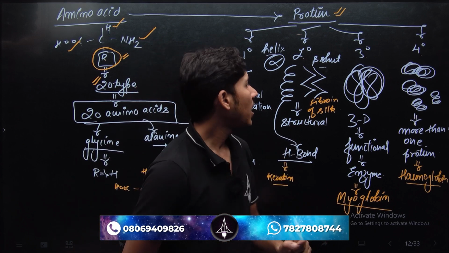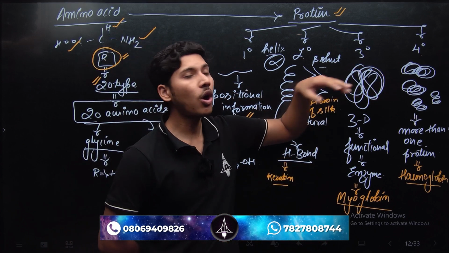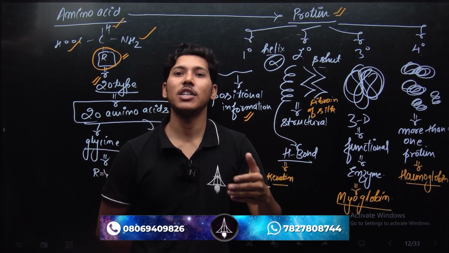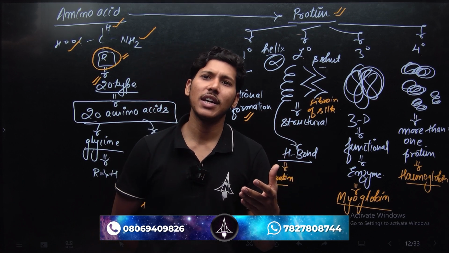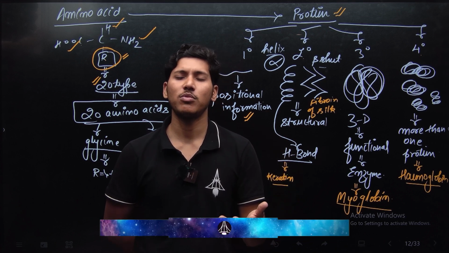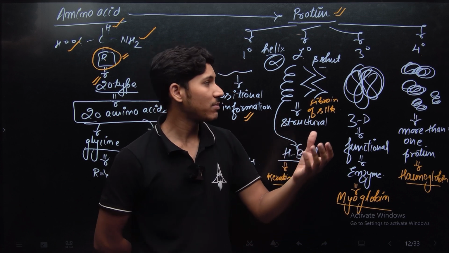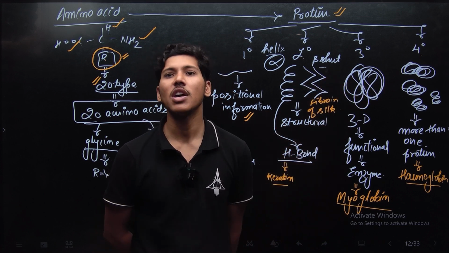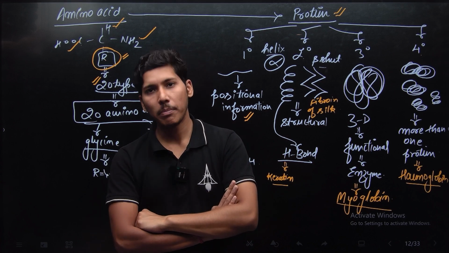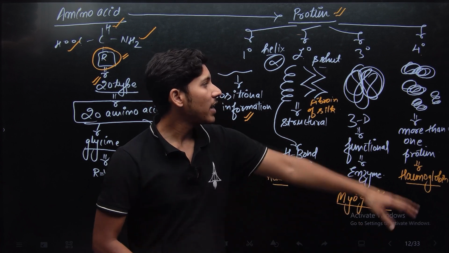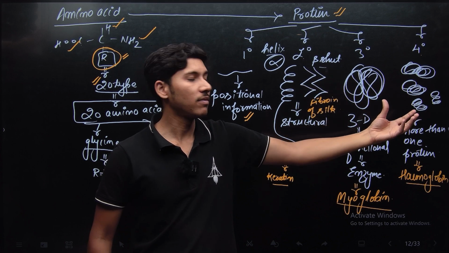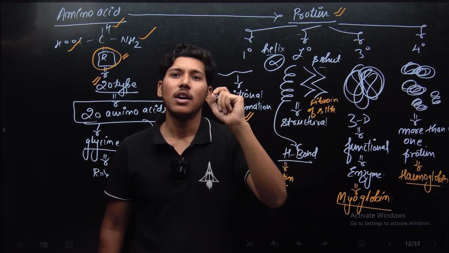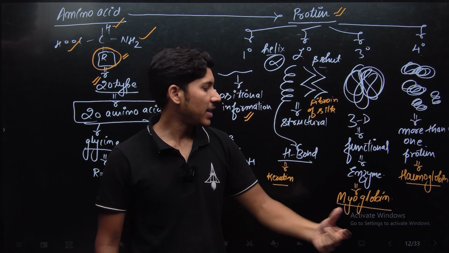Clear? And tertiary structure, all the enzymes are present in tertiary structural form. Many enzymes are present in their secondary structural forms also, but yes, most of the enzymes are present in their tertiary structural forms. One very common example is myoglobin. Okay. The quaternary structure of protein has a very common example, that is hemoglobin.